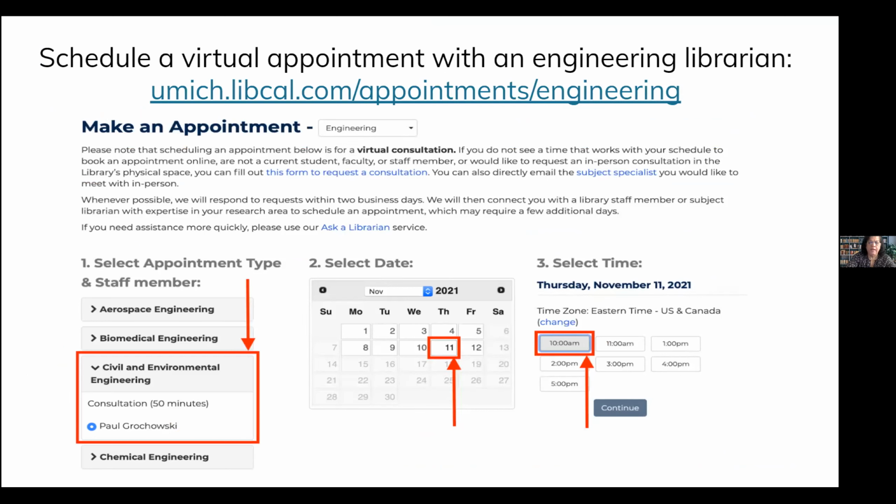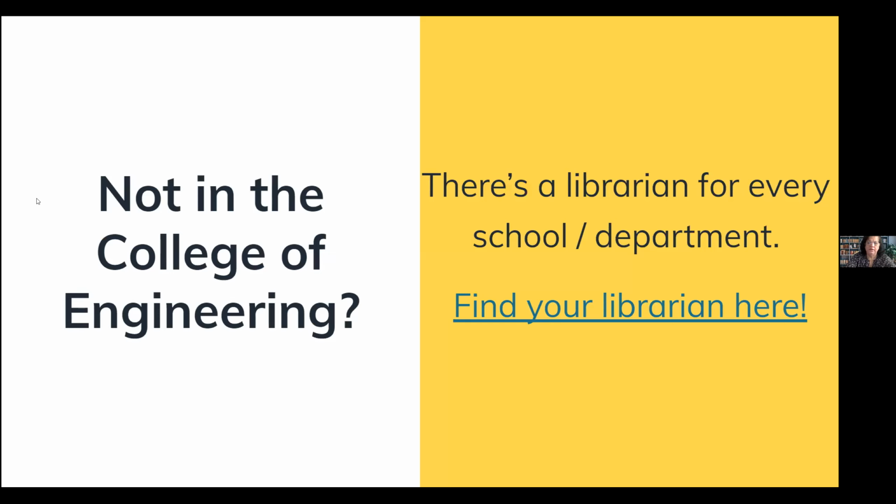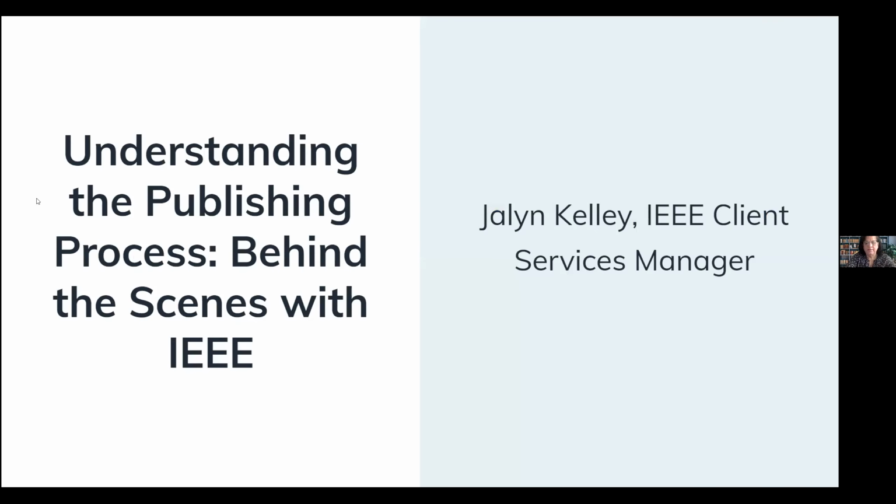You can also make an appointment with us. It is mostly virtual. You can select your department and the right liaison will show up. Please select the time and day to make your appointment and you will get a Zoom link. If you are not with the College of Engineering, here is how you can find your liaison librarian for your department.